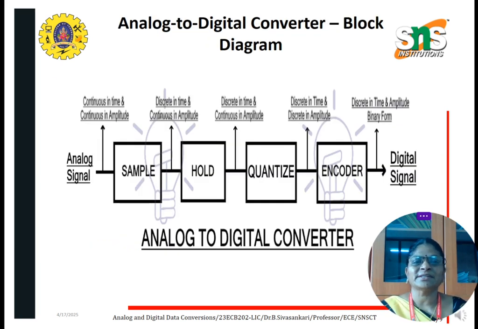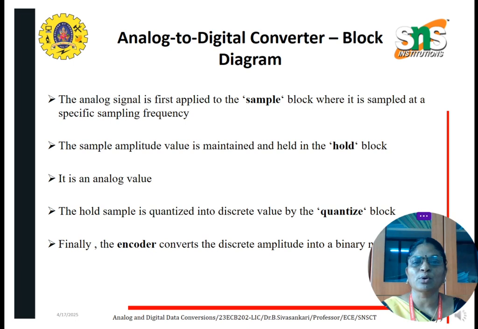You can see the block diagram of ADC. This is the block diagram of the analog to digital converter, where the analog input signal is continuous in time and continuous in amplitude, and the digital output is discrete in time and discrete in amplitude, in binary form. This is your input and this is your output. In between you have the ADC process, with some blocks: sample, hold, quantize and encoder. These are the main blocks.